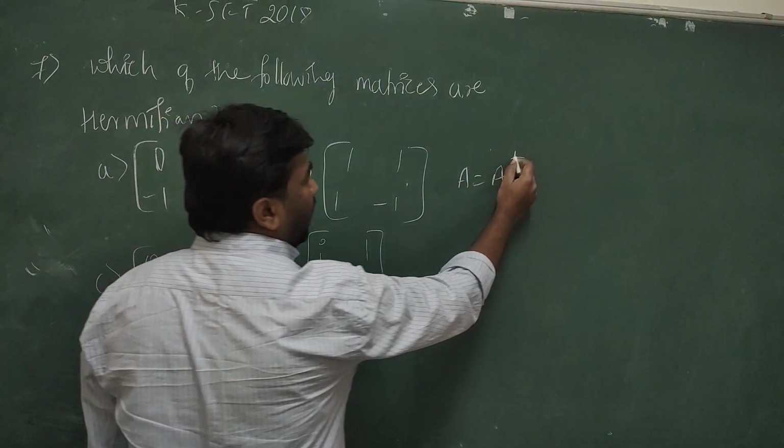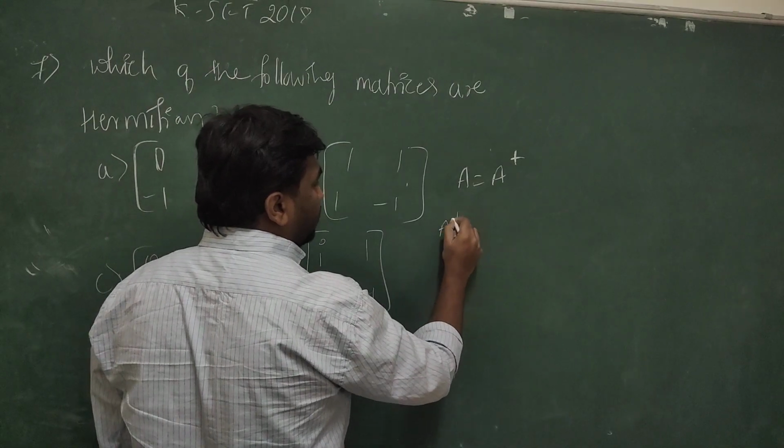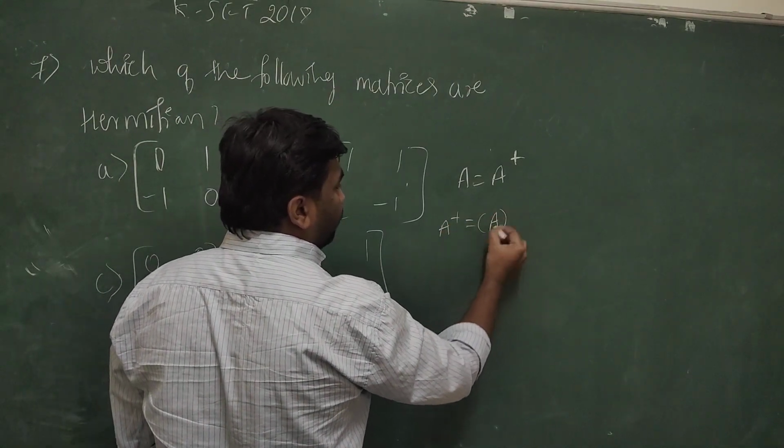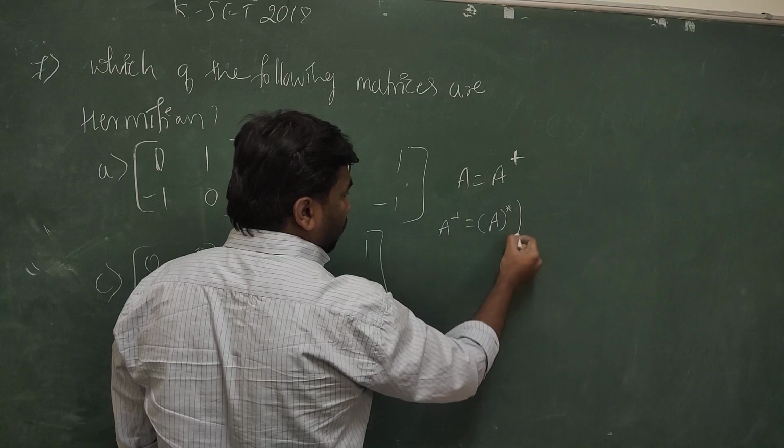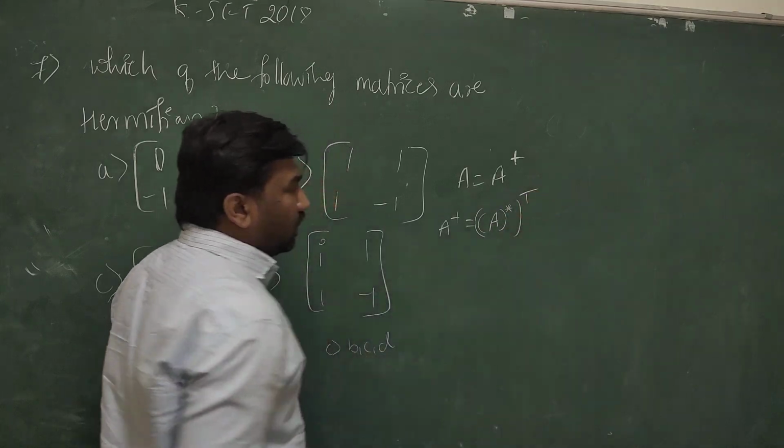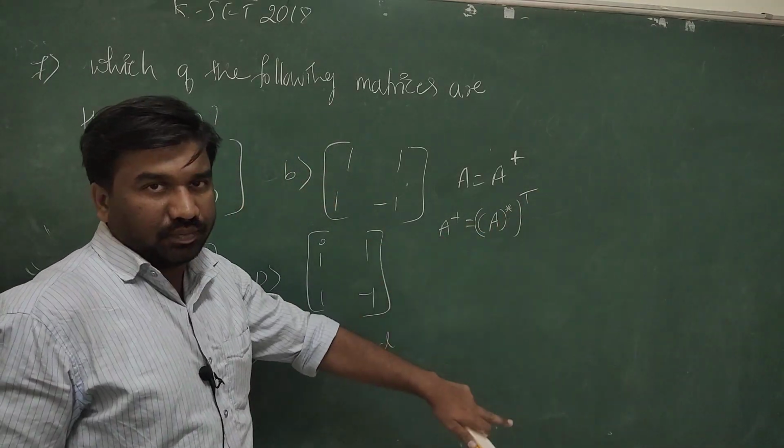So what is this dagger? Dagger means A star transpose. What is star? Complex conjugate.